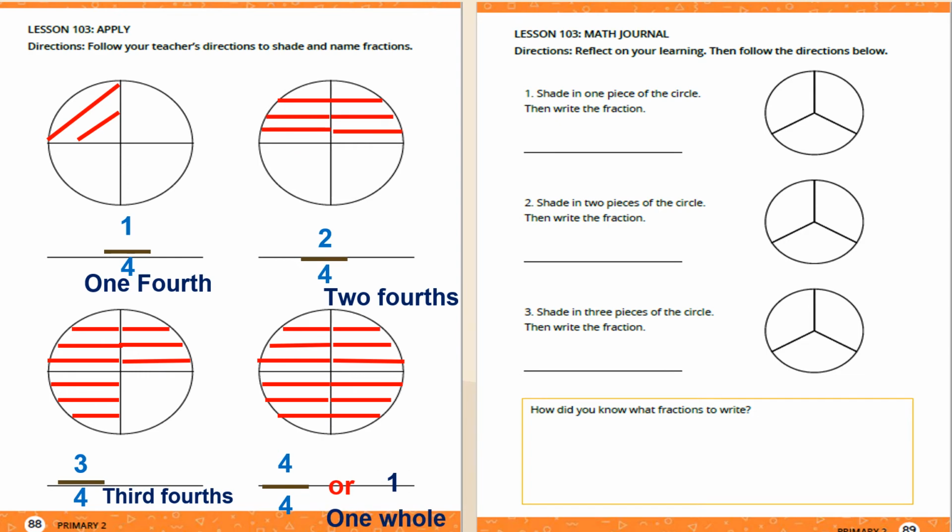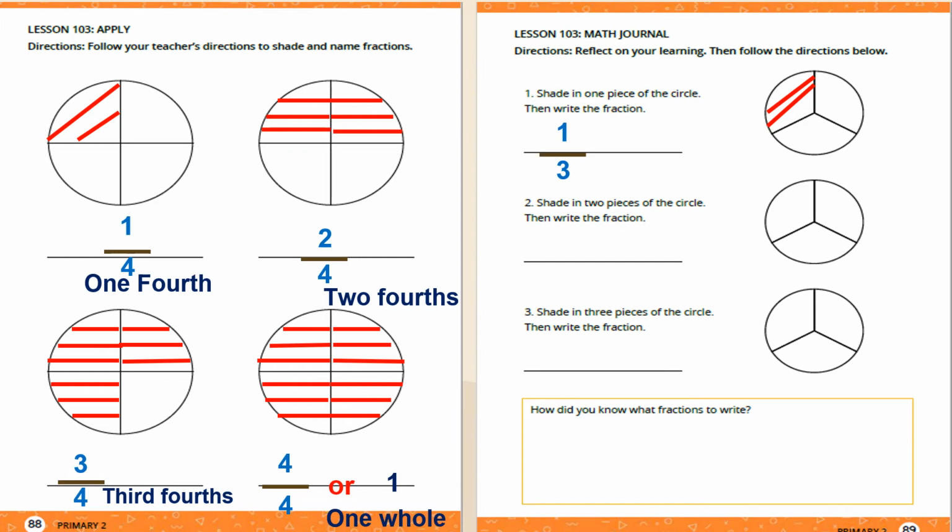Okay, here, let's go to another page. Here I will shade one piece of the circle. Then I will write the fraction. So how can I write the fraction? Remember the definition: the number of colored parts, fraction bar, the total parts, colored and not colored. So how many parts are colored? 1. And the total parts 1, 2, 3. So 1/3.